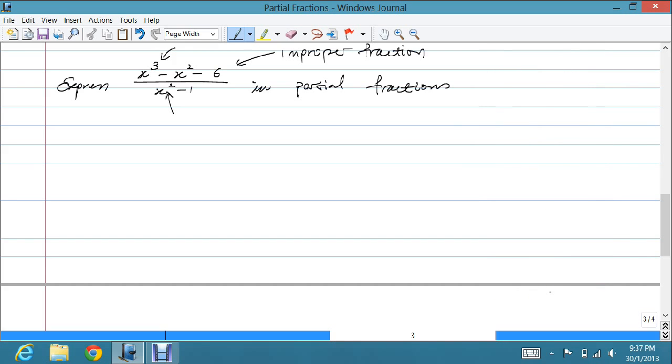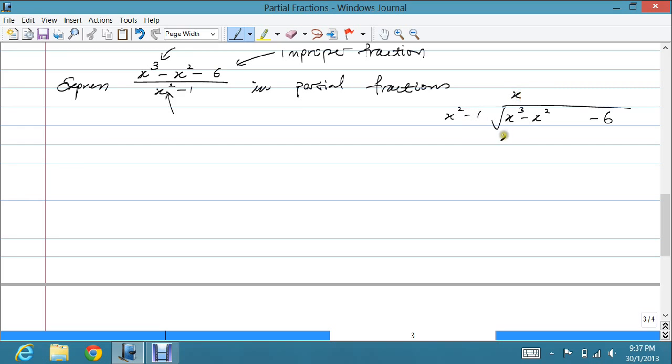So in order to express this into partial fractions, we must first make it proper, just like what we did for numbers. So in this case, we need to do long division. The numerator, the divisor. So let's recap on long division.